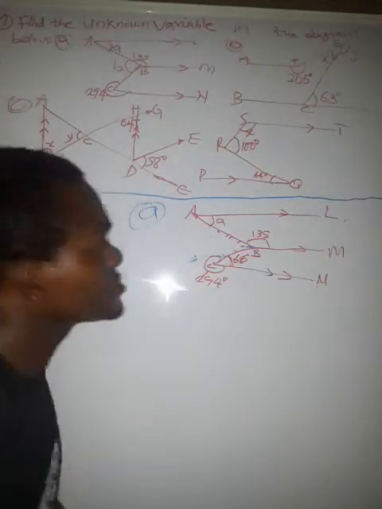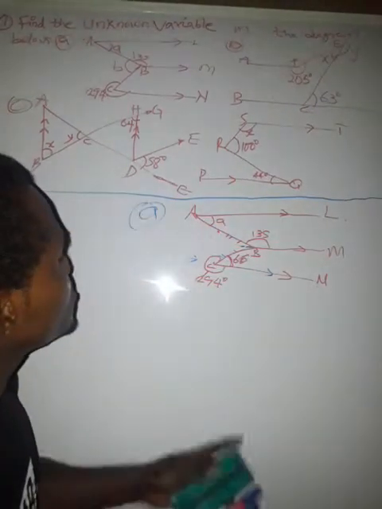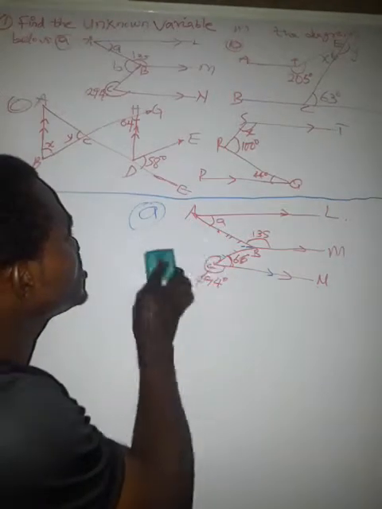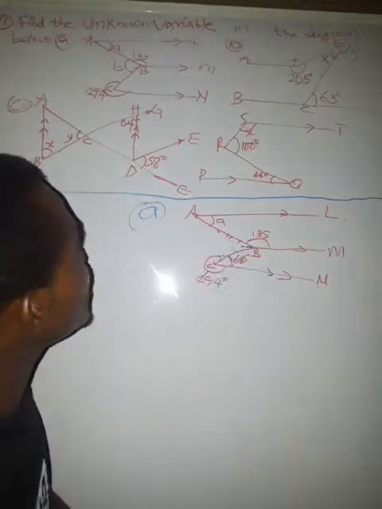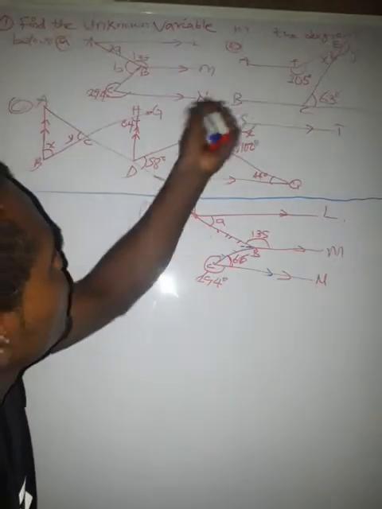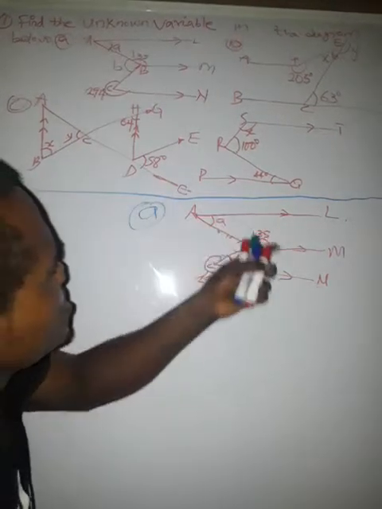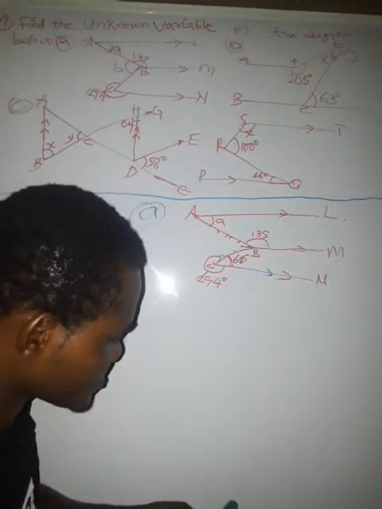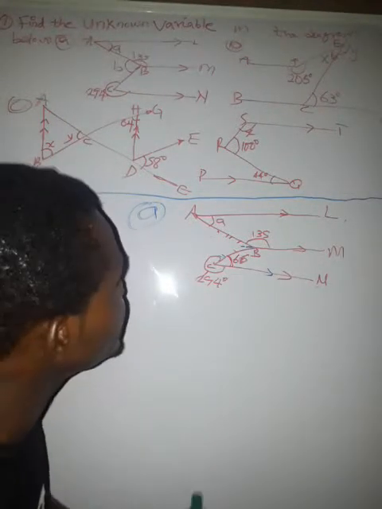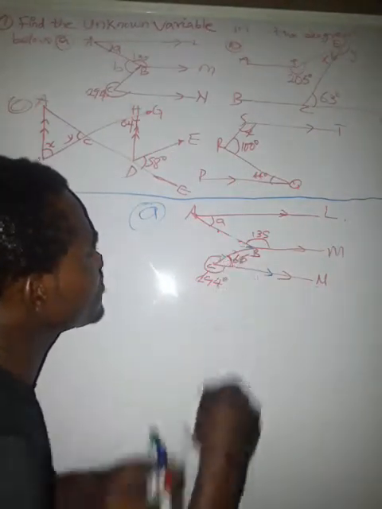So I'm going to be using some of the things I said about angles in my former video to tackle all these questions. The first question on the board says: find the unknown variable in the diagram below. So we are finding the unknown variable in these diagrams. Now the first one, which is A, we have to find A and B in this case.